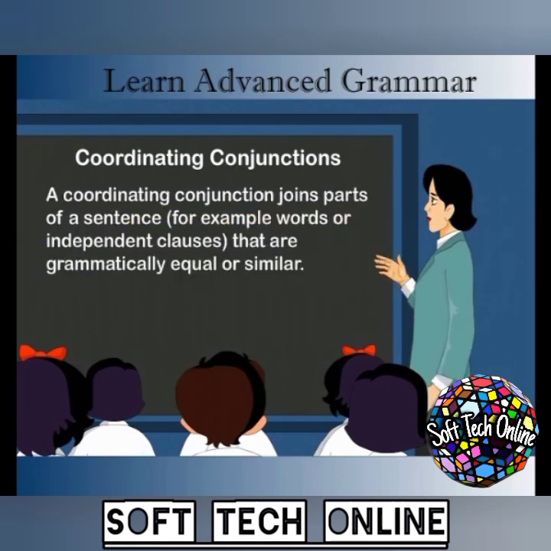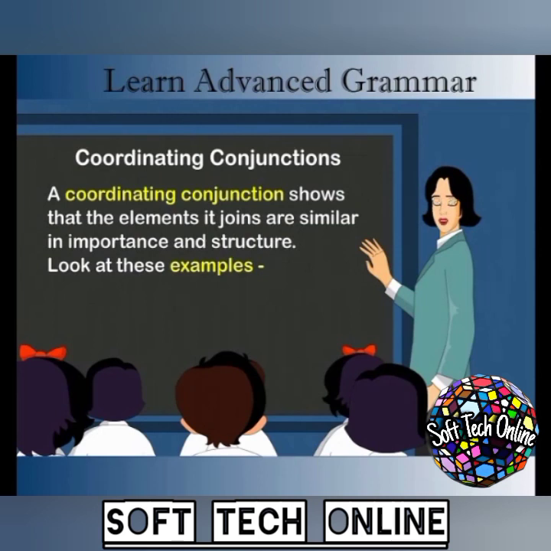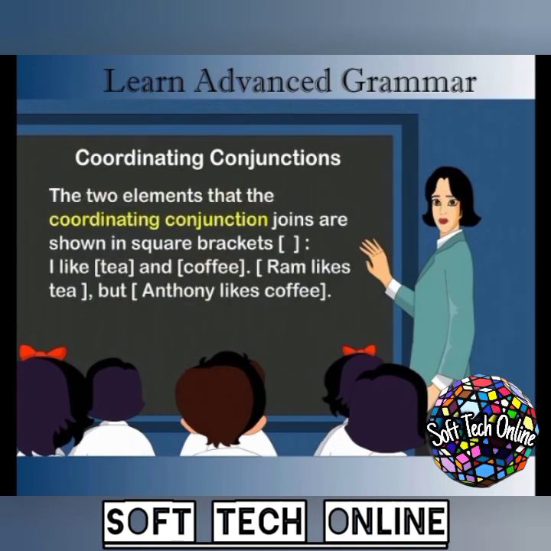A coordinating conjunction joins parts of a sentence, for example, words or independent clauses that are grammatically equal or similar. A coordinating conjunction shows that the elements it joins are similar in importance and structure. Look at these examples. The two elements that the coordinating conjunction joins are shown in square brackets. I like tea and coffee. Ram likes tea, but Anthony likes coffee.